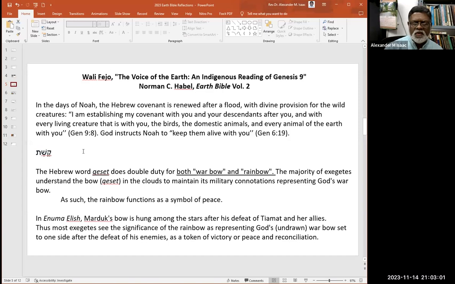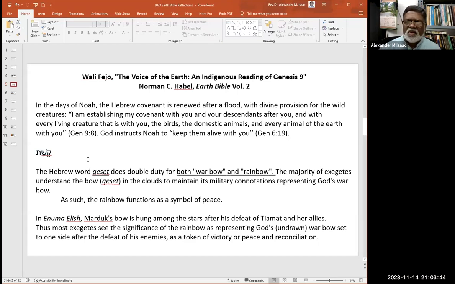Let me also reiterate, as the author refers to in the text, Enuma Elish is a Babylonian mythical story in which Marduk's bow is hung among the stars after his defeat of Tiamat and her allies. Thus, most exegetes see the significance of the rainbow as representing God's undrawn war bow set to one side after the defeat of his enemies as a token of victory or peace and reconciliation.